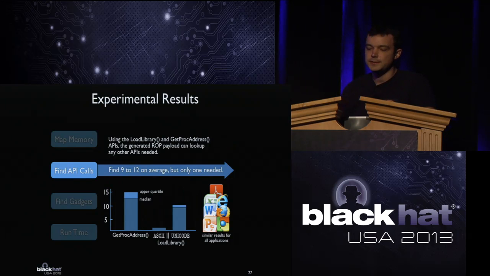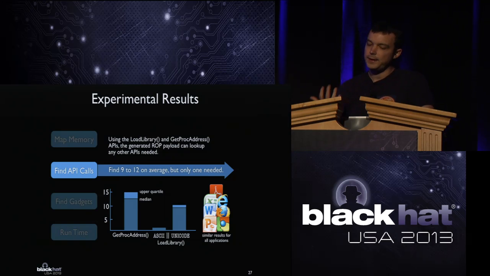So we continued on this experiment, and now we're looking at just one of the results for just one of the applications regarding API calls, and this is with Internet Explorer 10. And again, we have these box plots, and what we're showing here is how often we're able to find the LoadLibrary and GetProcAddress API calls. Remember, these are the only API calls that we need. Then we can just build a ROP payload that's going to use these API calls to look up all the other functions that will be needed in the payload.